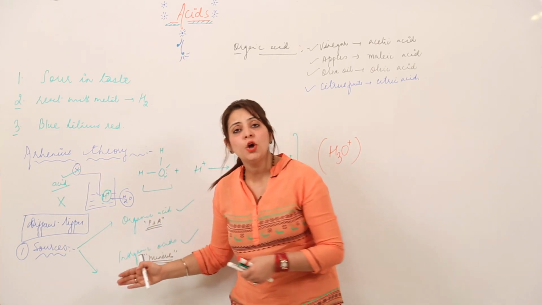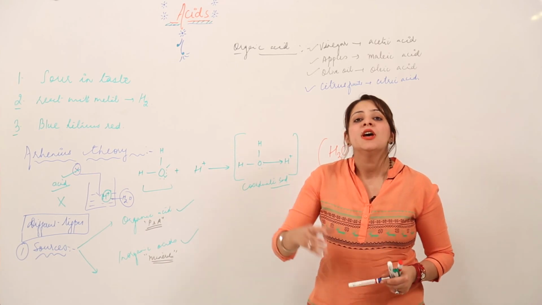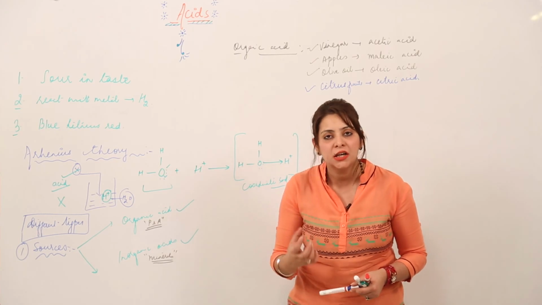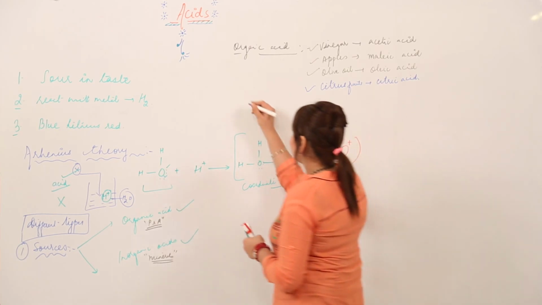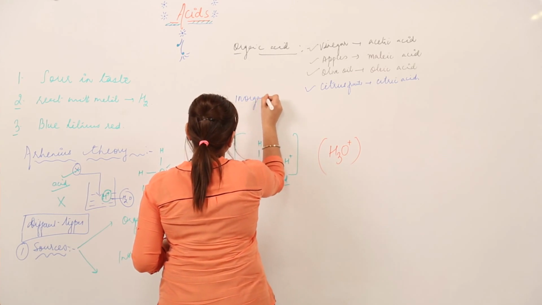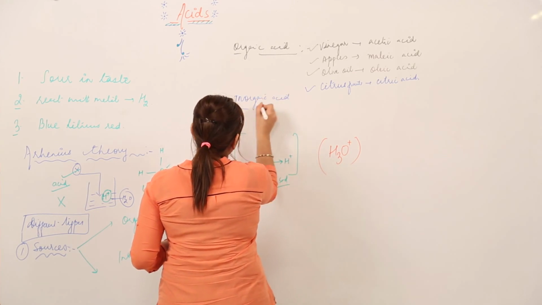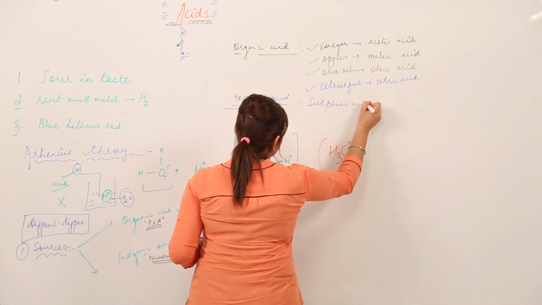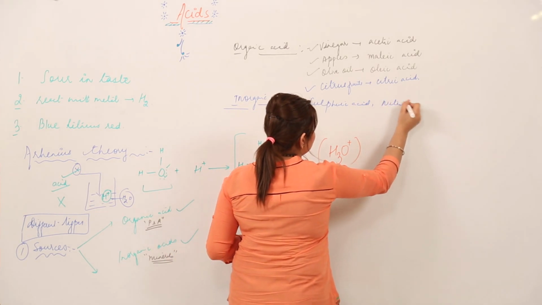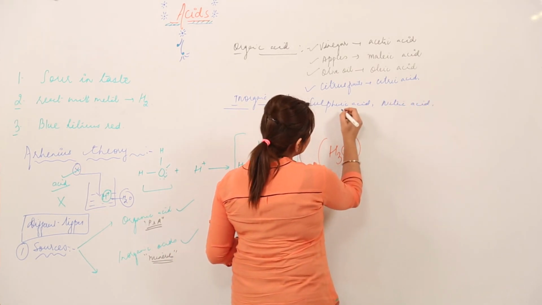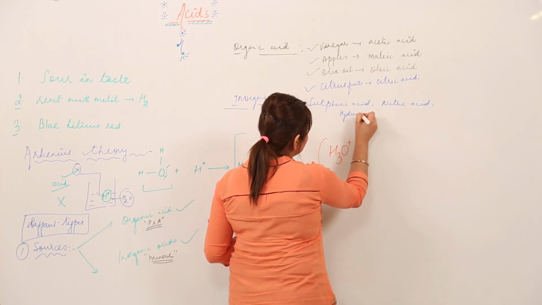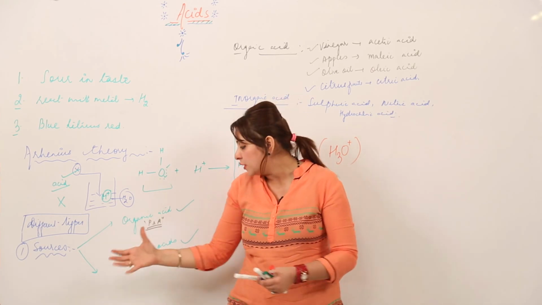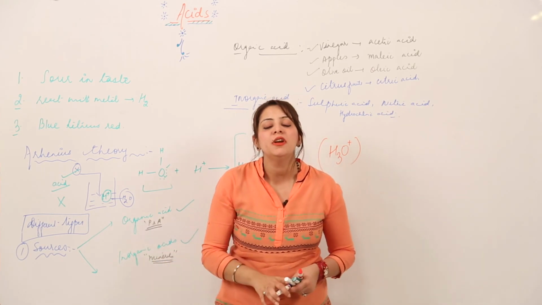Now, when we come to inorganic acids, inorganic acids are those which are obtained from the minerals that are present in the earth's crust. So, what are those acids? We have many inorganic acids, out of which the main acids are sulfuric acid, nitric acid, and hydrochloric acid. These are the important inorganic acids which are obtained from the minerals of the earth.